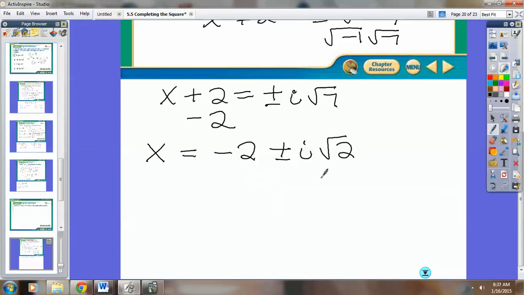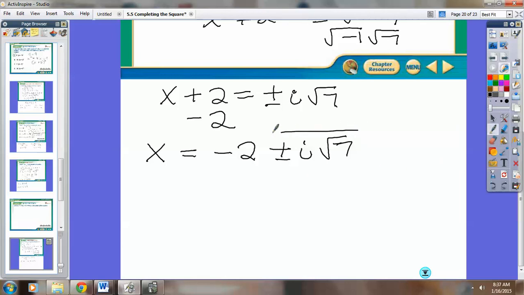Is this answer right here the same as negative 2i plus or minus the square root of 7? Is that the same thing? Definitely not. Here we're subtracting 2 from this term, right? Here we're multiplying with something totally different. They are not the same. Don't do this.